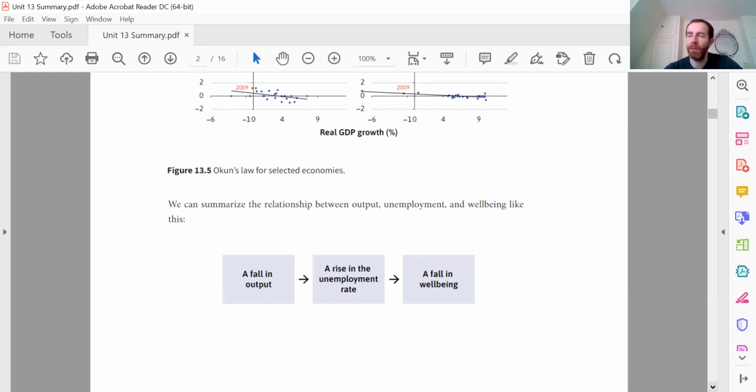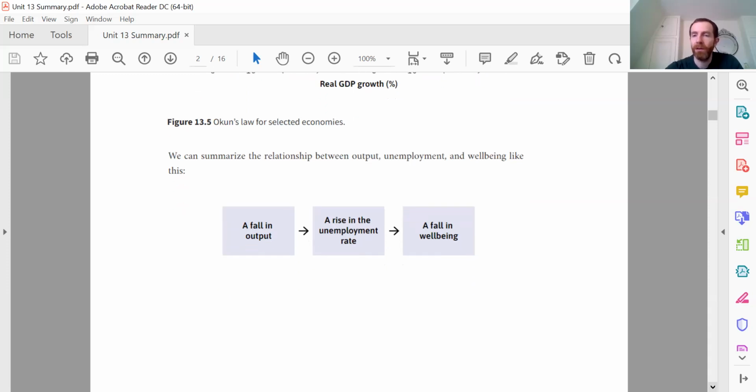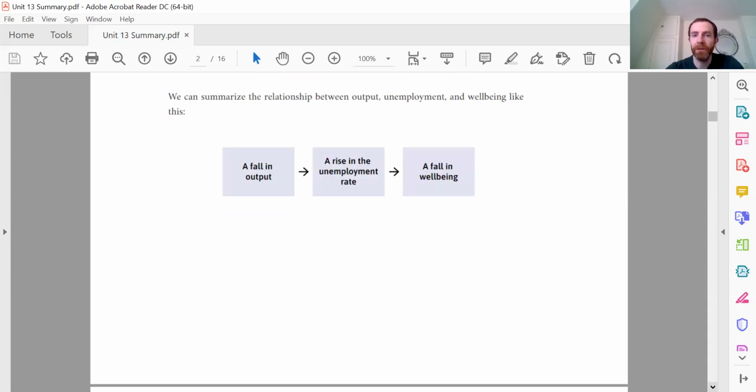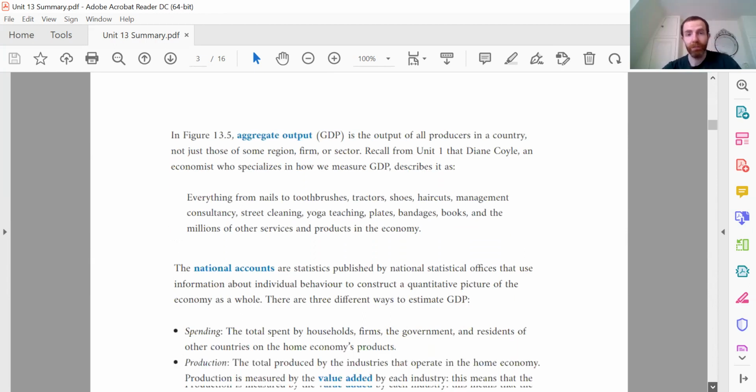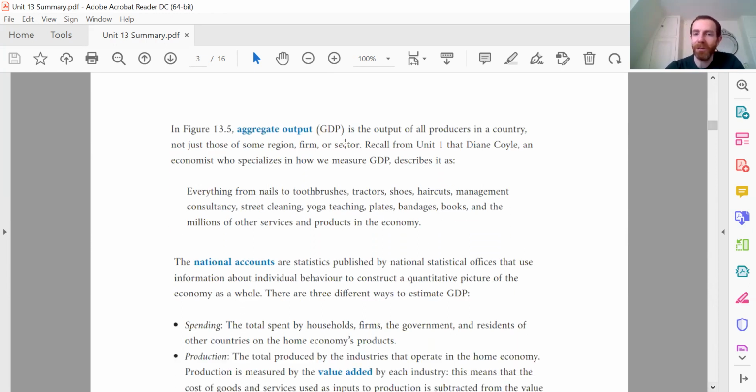Now, we're not going to really get a model of this until Unit 14. But Unit 13 is going to try and give us a starting point to understand why output might be going up or going down. That brings us to a really important question: what do we actually mean by GDP? I've been using it a lot, but haven't actually said what it means.